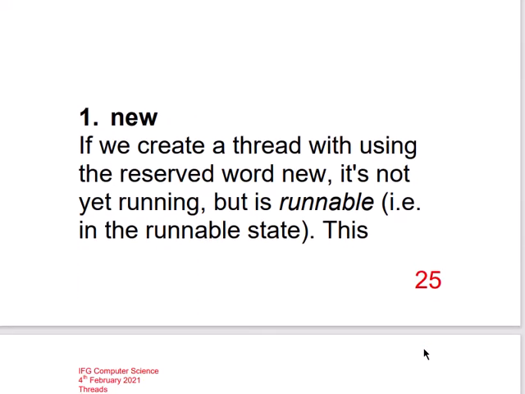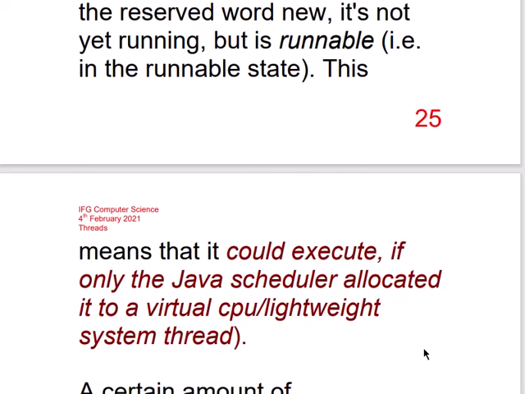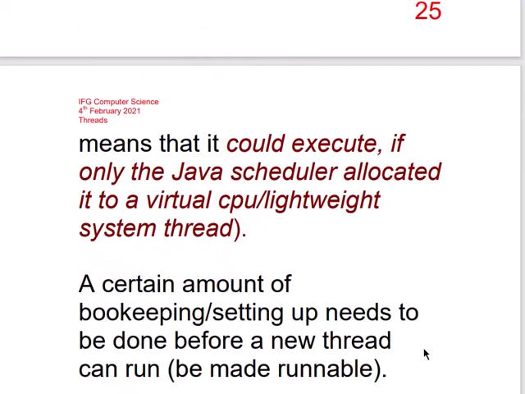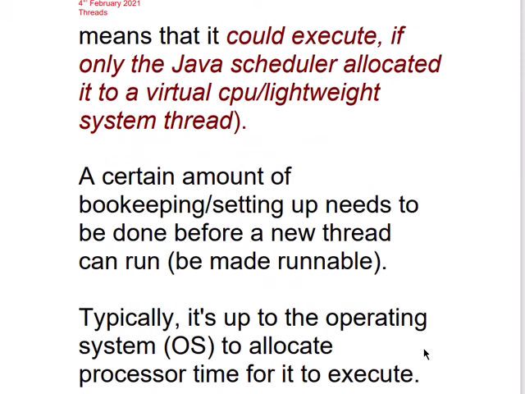Anyway, so if we create a thread using the reserved word new, it's not yet running, but it's runnable. Right, it's in the runnable state. This means that it could execute if only the Java scheduler allocated it to a virtual CPU or a lightweight system thread. It just needs something to execute. Logically, it's runnable. It can run, if only there was the resource of a CPU, or perhaps one of 6 processor units for it to run on.